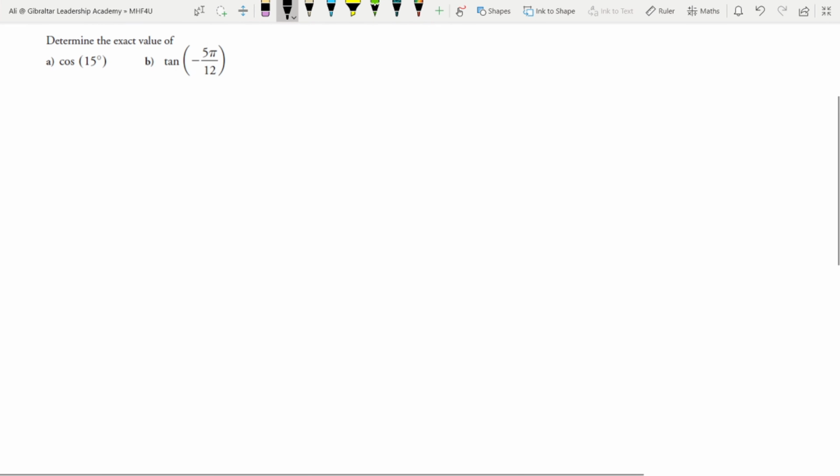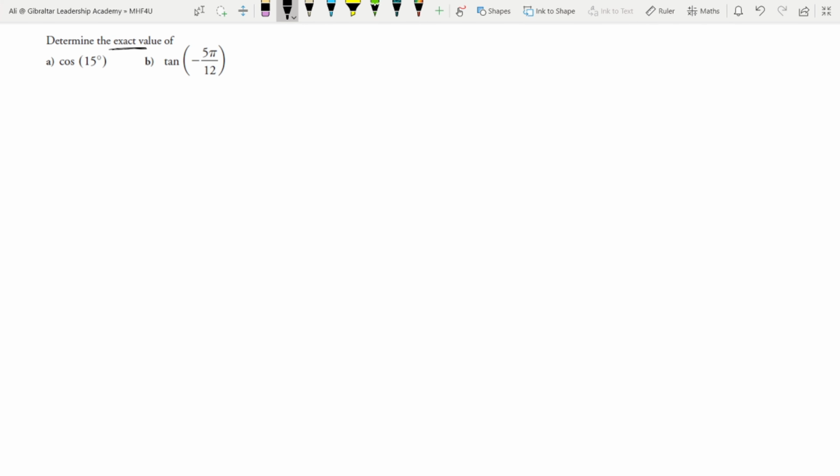So the first example we're going to do is we're going to find the exact value, right? That's the important part of this section. A lot of the questions ask for exact value, meaning you should not be using your calculator to just plug in values. You should be using your special triangles. Find the exact value of cosine of 15 degrees.